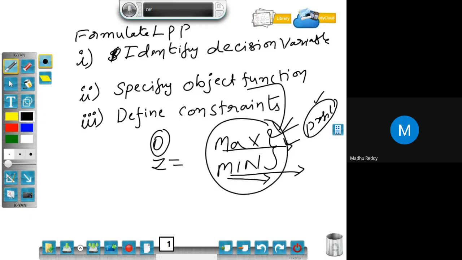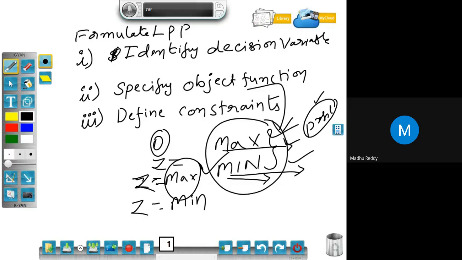When does minimization come? Loss. Yes, if the company is in losses, at least, even if not getting profits, it tries to minimize the losses. That is the reason this comes under minimization. If you specify z equal to max of, then it's a maximization function, and z equal to min of is called a minimization function.